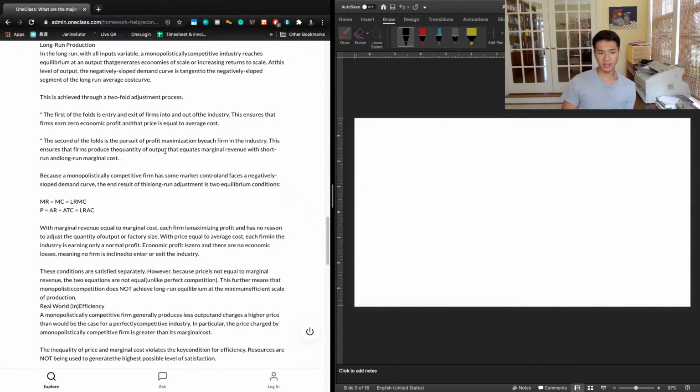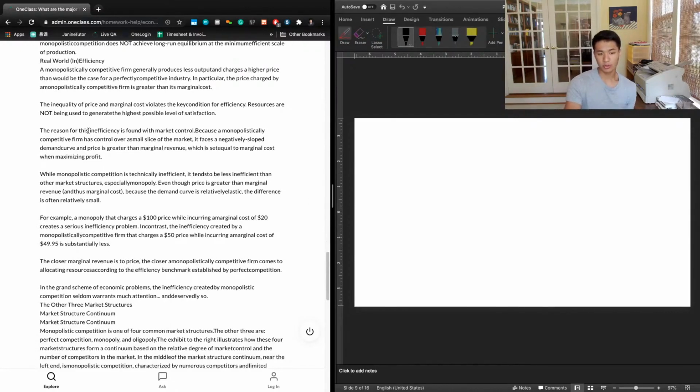However, price is not equal to marginal revenue. Because price is not equal to marginal revenue, the two equations are not equal. Unlike in perfect competition, this further means that monopolistic competition does not achieve long-run equilibrium at the minimum efficient scale of production. Real-world efficiency: a monopolistically competitive firm generally produces less output and charges a higher price than would be the case for a perfectly competitive industry.